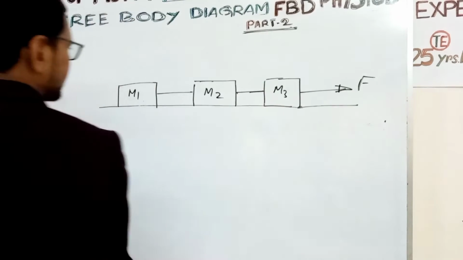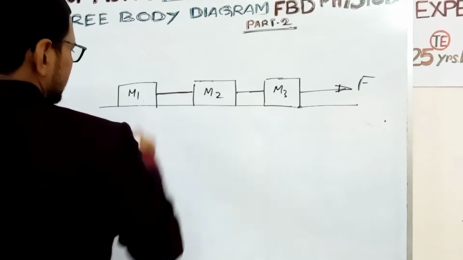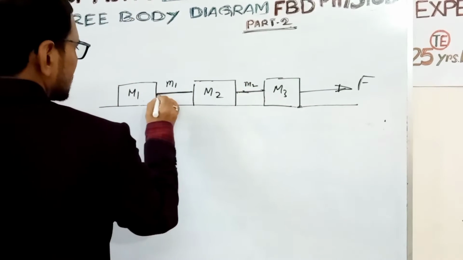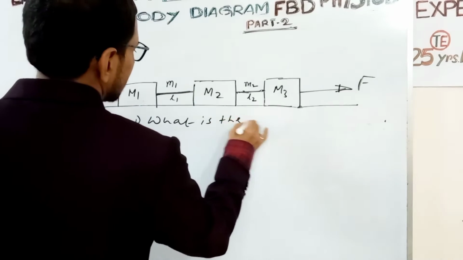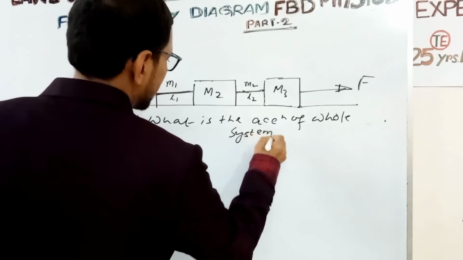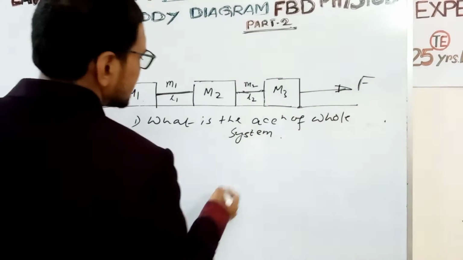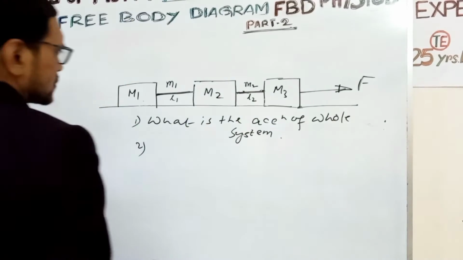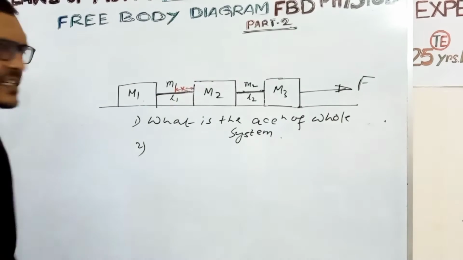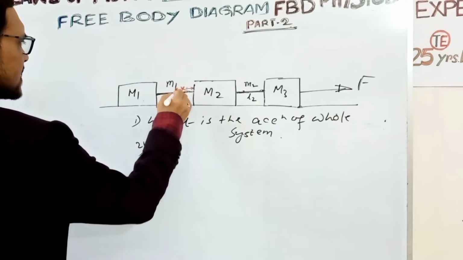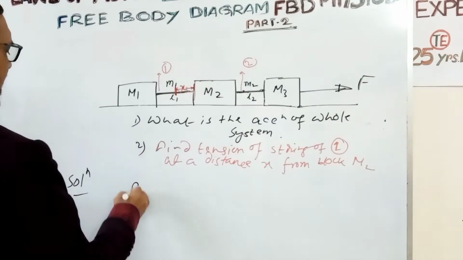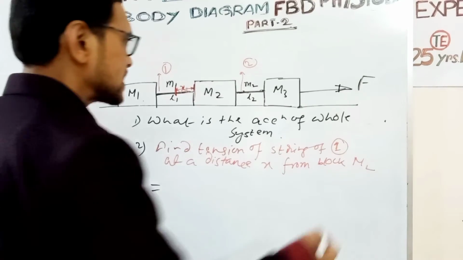Suppose this is a string of mass m1, and this is a string of mass m2. Now, given the length of the string, what is the acceleration of the whole system? And the second question is to find the tension of the string at a distance x, at this point. We first find the acceleration of the whole system.